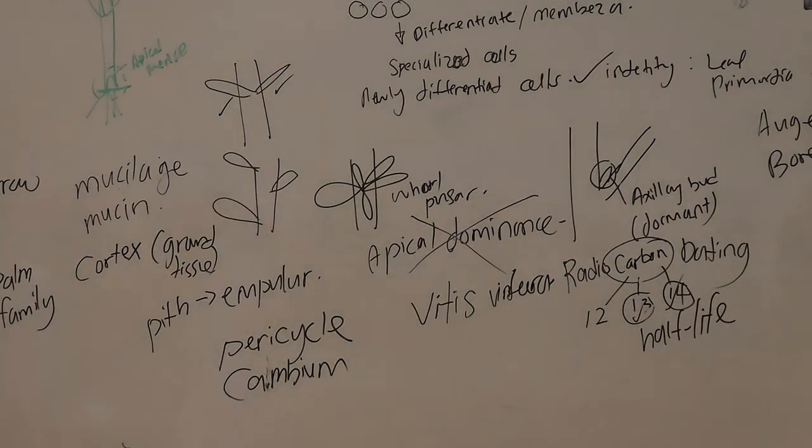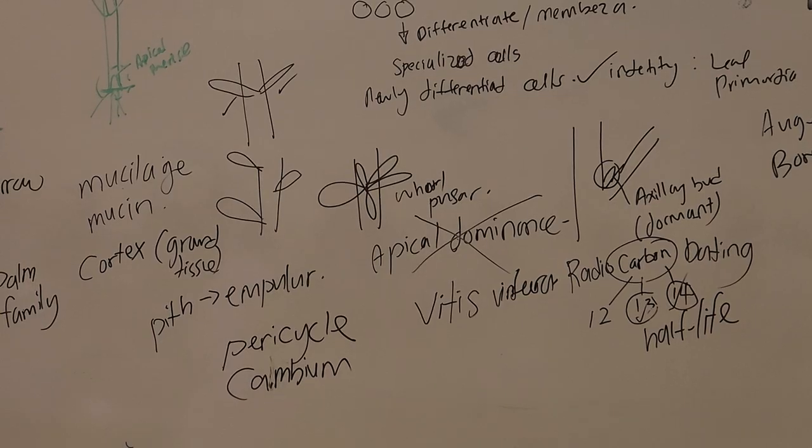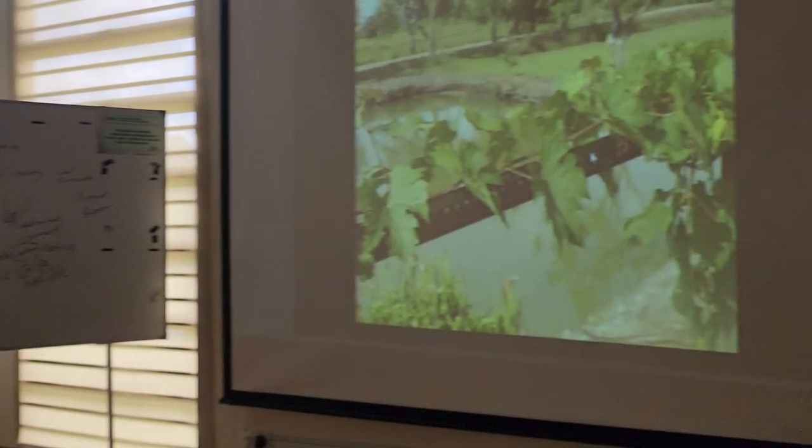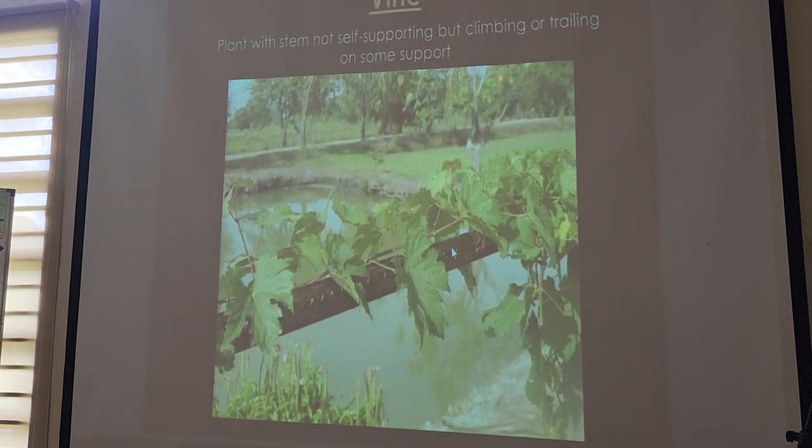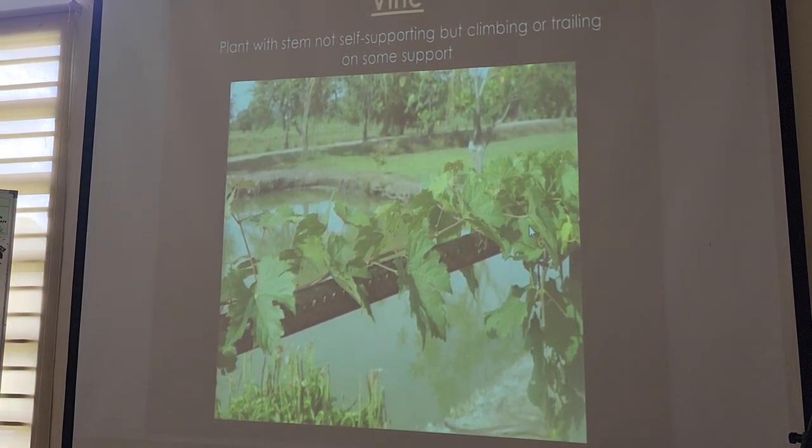Okay, so the stem for this has actually been kind of modified. It's a specialized stem. Okay, it's climbing and trailing on some support. However, if you just put it on the ground, it's not going to grow further. Okay, this is not watermelon, because Vitis, the grape, is perennial. The stem can become woody over time.